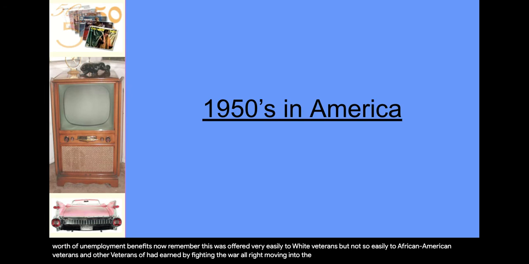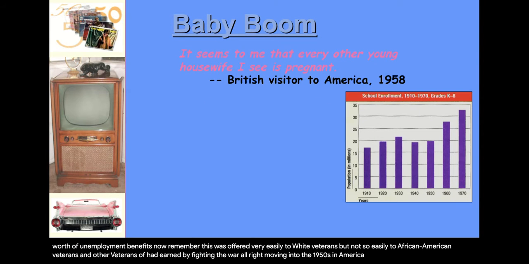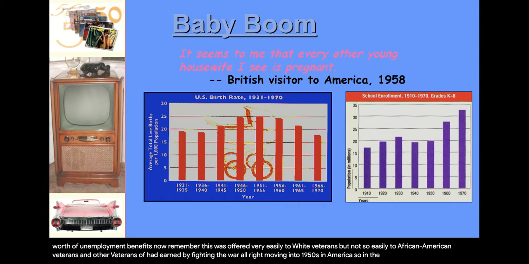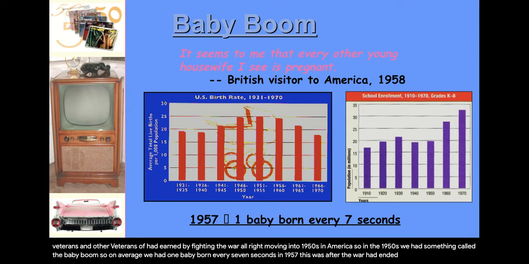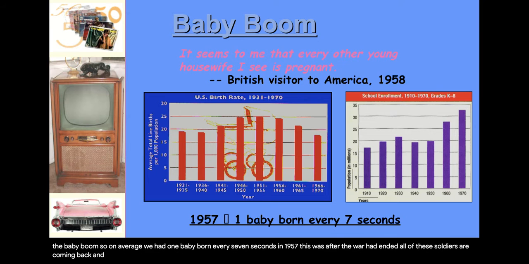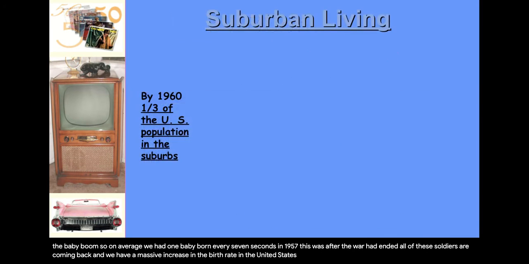All right, moving into the 1950s in America. So, in the 1950s, we had something called the baby boom. On average, we had one baby born every 7 seconds in 1957. This was after the war had ended. All of these soldiers are coming back, and we have a massive increase in the birth rate in the United States.